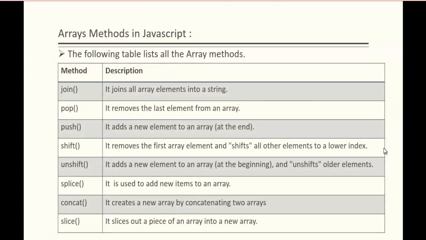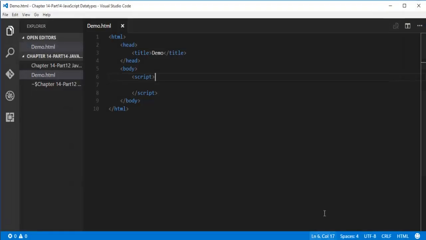So, here comes the list of array methods. They are join, pop, push, shift, unshift, splice, concat and slice methods. We're going to see a demo of all these methods right now. So let me jump into Visual Studio Code. Here is my HTML page, and also you can observe the script tag already ready.